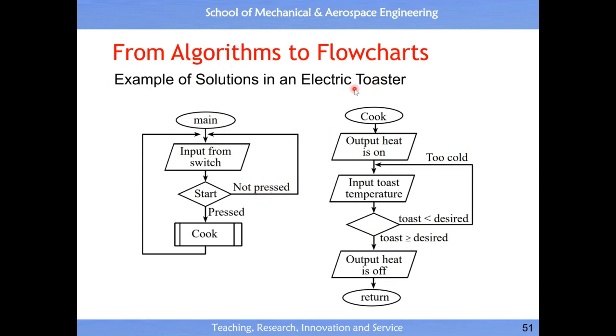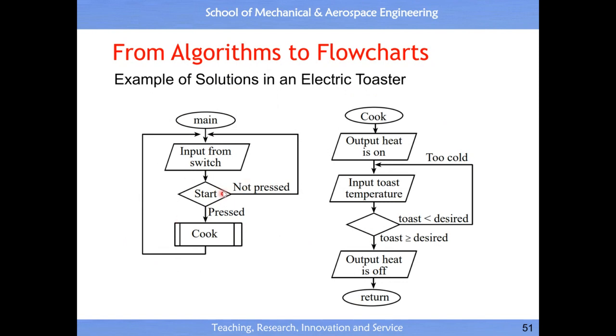For example, let's say an electric toaster. So you have a main start, then you get the input. Then you start, then you cook. Then you get the input to see the cooking condition. When the start has been pressed, you cook. Once you reach a certain state, then eventually you can exit.